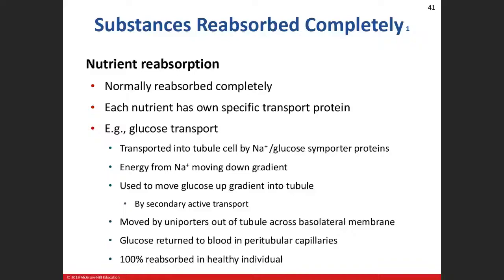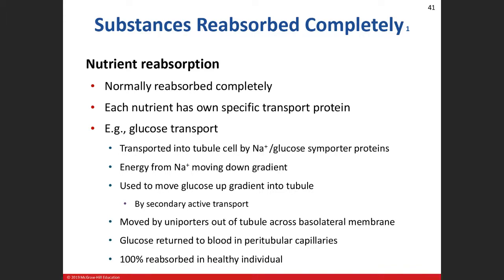So let's talk about, we're going to continue on in the urinary system, and since we're discussing what occurs in the nephron system, we're talking about resorption. What materials are getting resorbed? Remember, there's three things that occur along our tubular system.